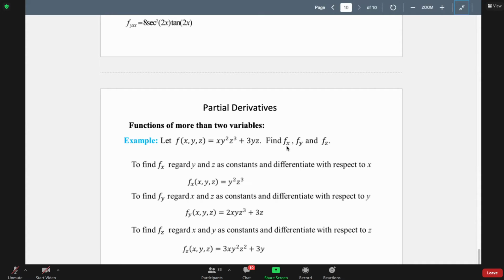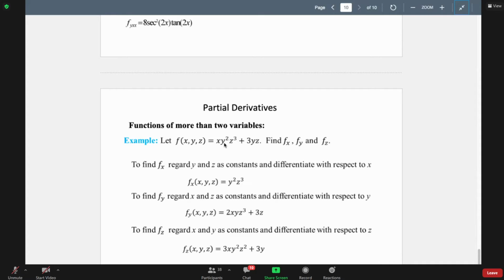So again, to find f of x, you keep y and z constant. To find f of y, you keep x and z constant. And to find f of z, you keep x and y constant. So that's the approach, and that's written here. To find fx, regard y and z as constant and differentiate with respect to x. So the derivative with respect to x, of course, is y squared z cubed.